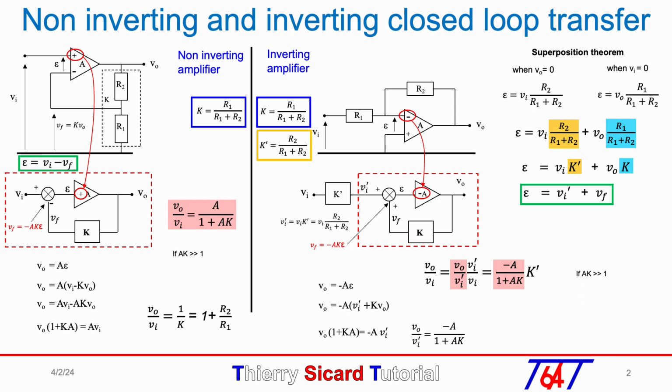So when AK is much greater than 1, the gain equal minus K prime over K instead of 1 over K for the non-inverting amplifier. At the end, minus K prime over K equal minus R2 over R1 and 1 over K equal 1 plus R2 over R1.